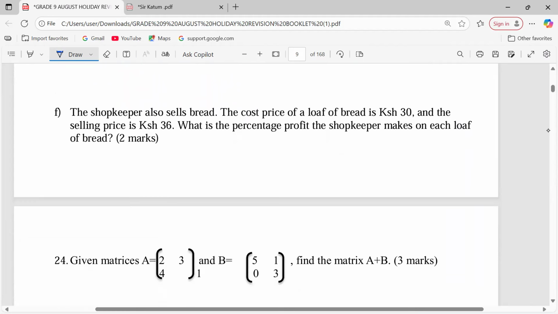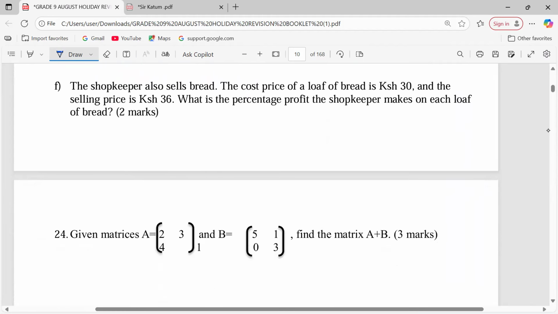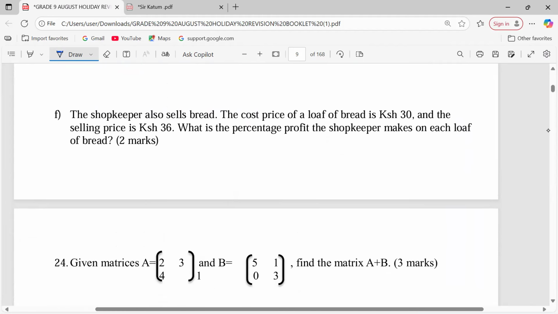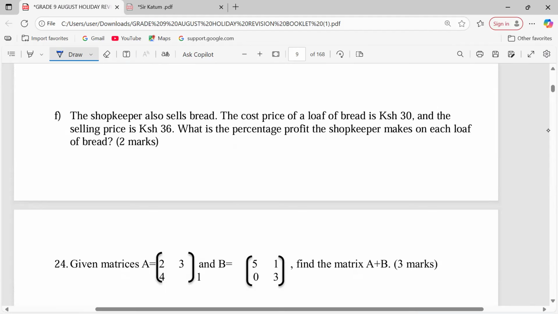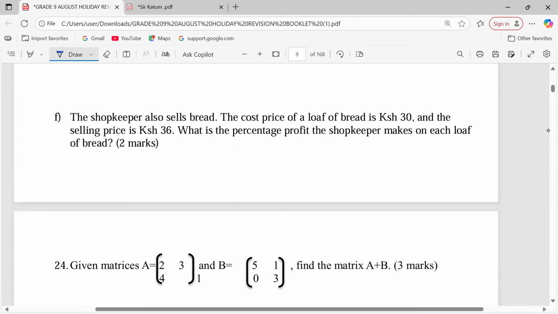Then at part F, as we wind up, the shopkeeper also sells bread. The cost of a loaf of bread is 30 bob, and the selling price is 36. What is the percentage profit the shopkeeper makes on each loaf of bread? So the profit itself shall be 36 minus 30, giving us 6 Kenya shillings.